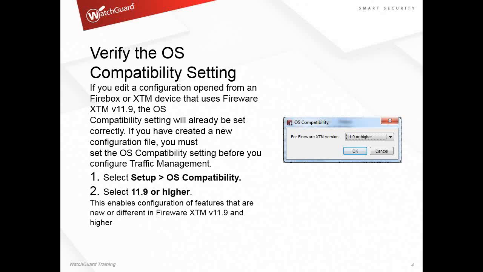The next thing is, since we did completely revamp traffic control in version 11.9, we need to make sure that the policy manager is aware of the software version you are going to be using. You have a choice of using the older traffic management, which is a little bit more kludgy, or the new one. So you just make sure that you're 11.9 or higher. You go into the menu, under Live Setup, go to Setup OS Compatibility, and select 11.9 or higher.